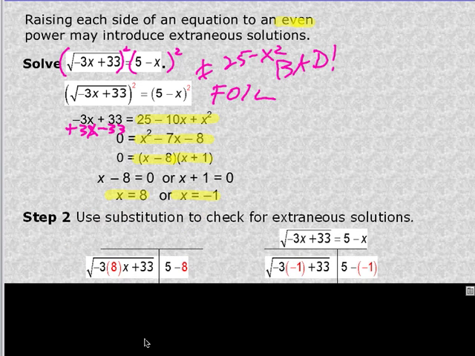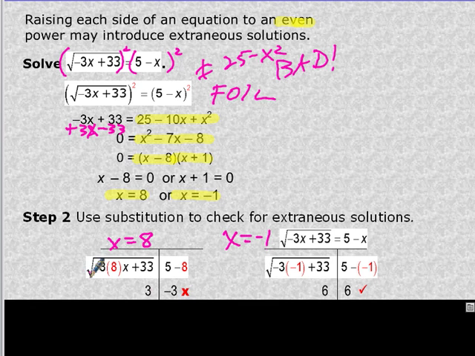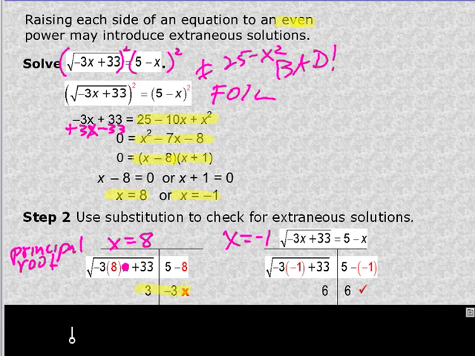So here, x is equal to 8. Here, x is equal to negative 1. Plug them in. Here we're going to get negative 24. This doesn't look right. The x should be gone. So this should not be here. Negative 24 plus 33 is going to give you 9. The square root of 9 is 3. This is going to give you 5 minus 8, which is negative 3. And we're looking at the principal root here, so we're looking at the positive root. So this 3 does not equal negative 3, so this is invalid.